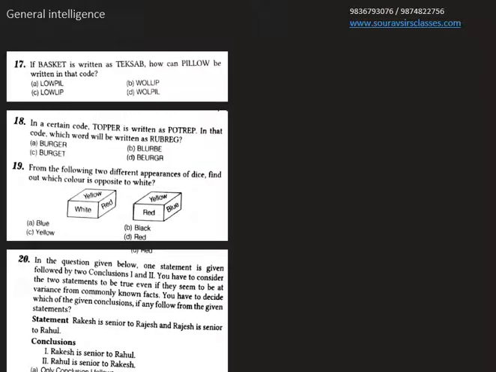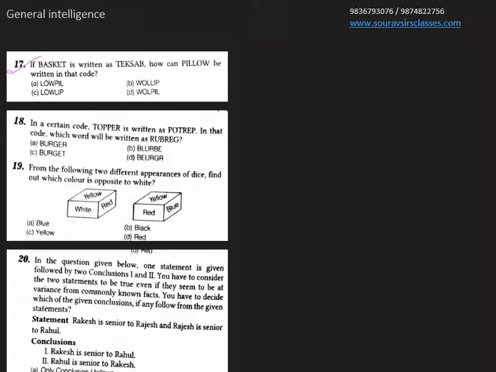Today we are going to solve some questions based on general intelligence. As we know, general intelligence is one of the most important portions in any competitive examination, and it requires all your reasoning abilities and numerical skills. So let's start with the first question.